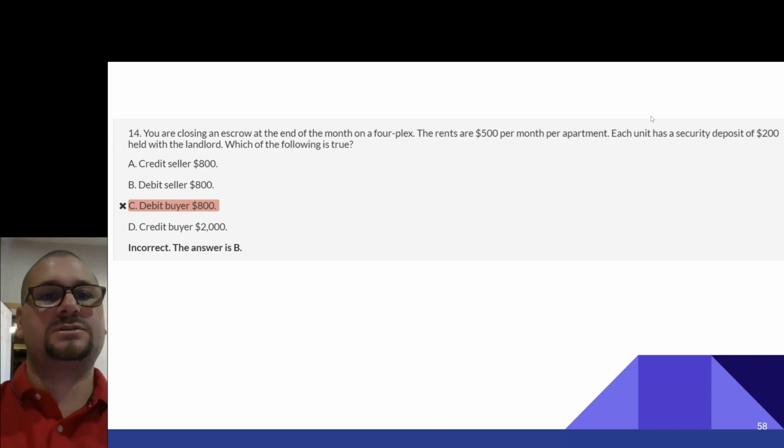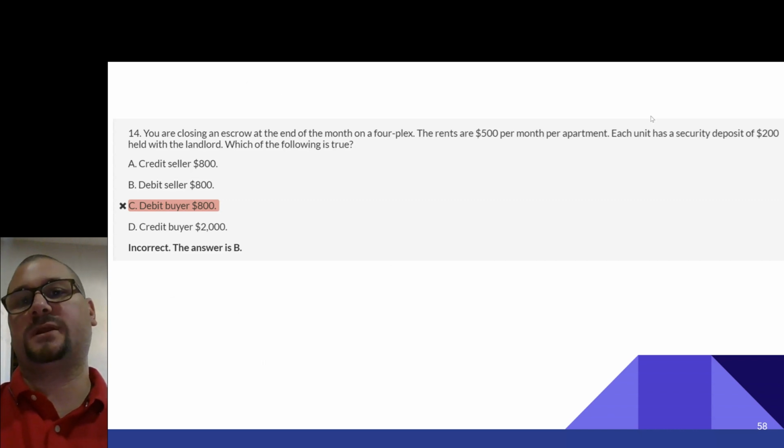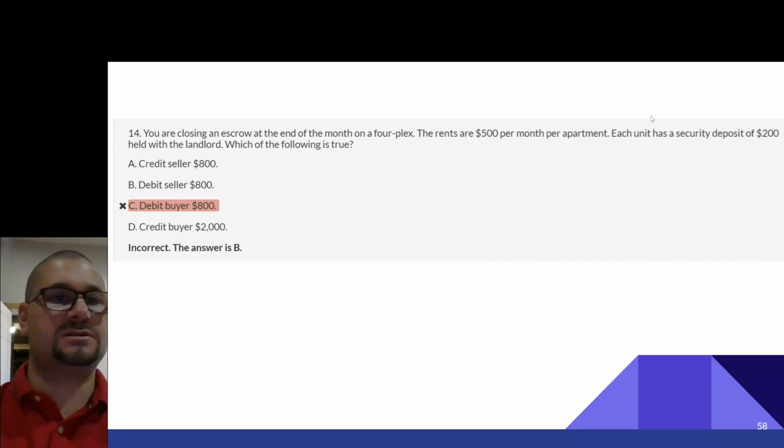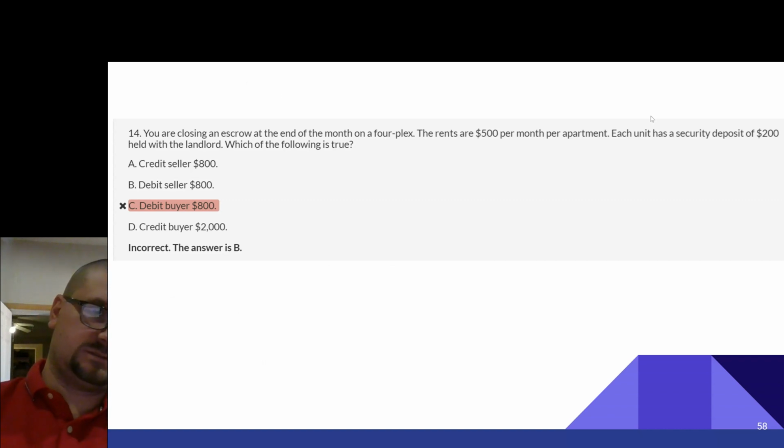So you're closing escrow at the end of the month on a fourplex. The rents are $500 per month per apartment. Each unit has a security deposit of $200 held with the landlord. Which of the following is true? So debit the seller $800.